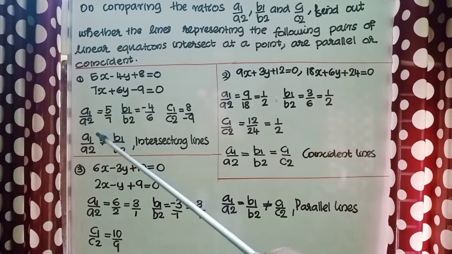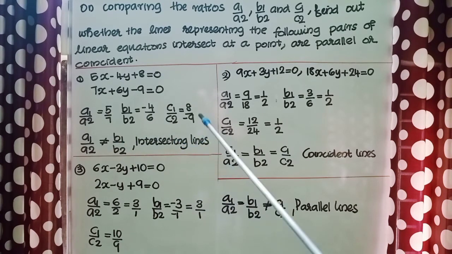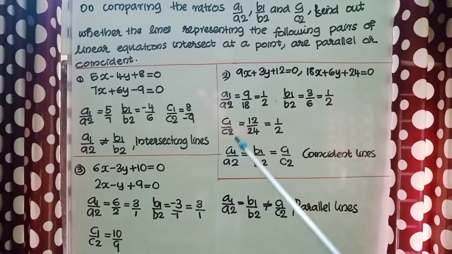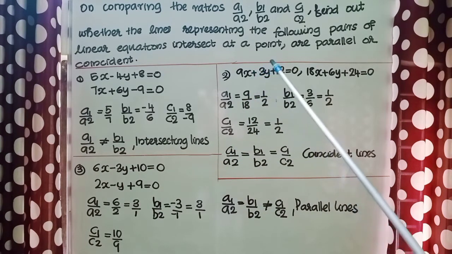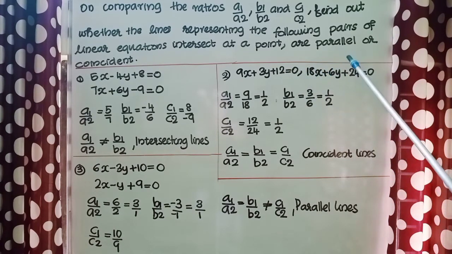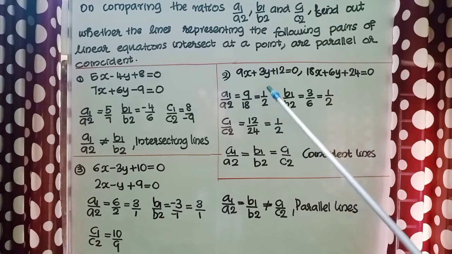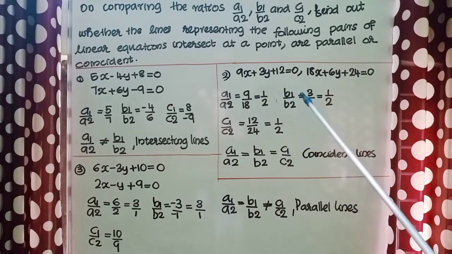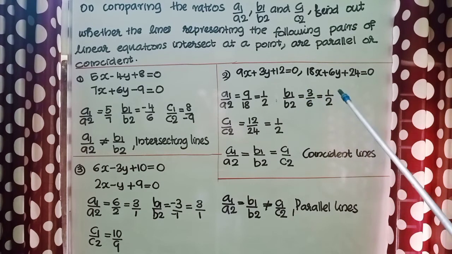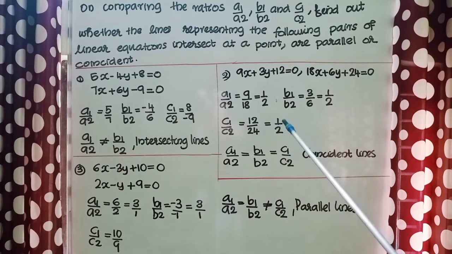We can understand a1 by a2 not equal to b1 by b2. So we can conclude it is intersecting lines. Second question, 9x plus 3y plus 12 equal to 0, 18x plus 6y plus 24 equal to 0. Here a1 by a2 equal to 9 by 18 equal to 1 by 2. b1 by b2 equal to 3 by 6, that is also equal to 1 by 2. c1 by c2 equal to 12 by 24, that is also equal to 1 by 2.